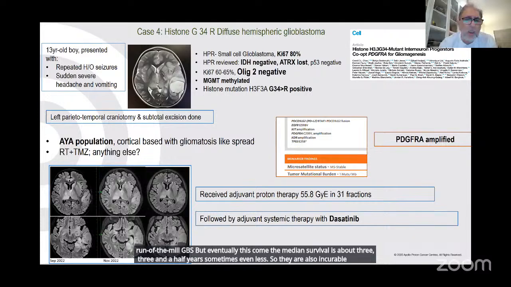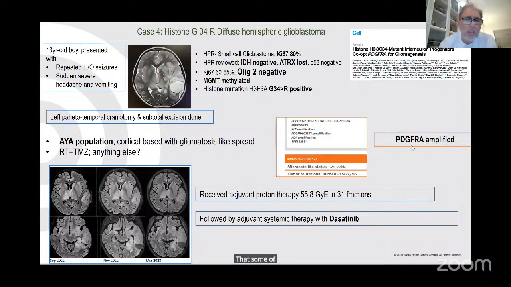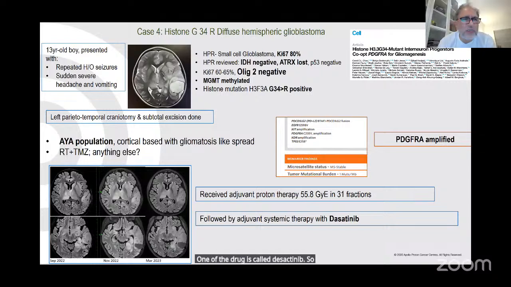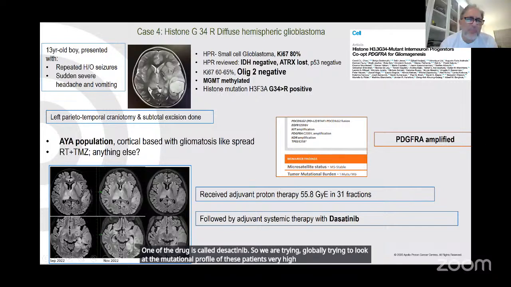But there are two very important data sets that some of them have interesting mutation. For example, this is platelet-derived growth factor-related amplified, and there are drugs available now against this mutation. One of the drugs is called dasatinib. So we are trying globally to look at the mutational profile of these patients, very high-grade infiltrative tumors, whether that can make a difference. And there are several clinical trials going on to address this issue.